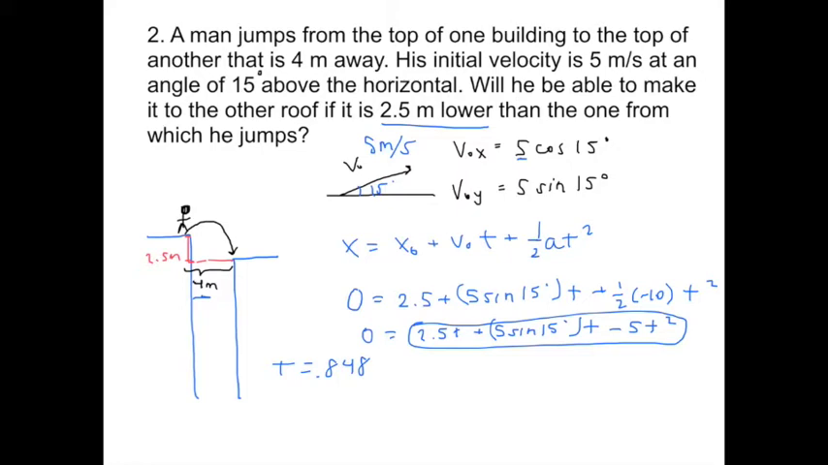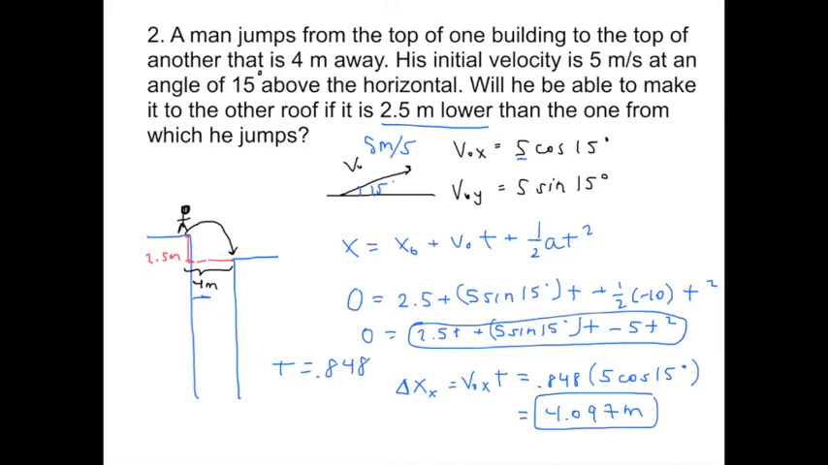So now let's see how far that leads him to travel in the x direction. We know that the x velocity stays constant during flight, so the displacement in the x direction, we'll call this delta x, equals v initial in the x direction times t. So we know the t now, that's 0.848. We know the initial x velocity, that's 5 cosine 15 degrees. We multiply all of that out and we get 4.097 meters. That's how far he travels in the x direction. So if he travels 4.097 meters, the building is only 4 meters away. He can just barely make it to the other side.